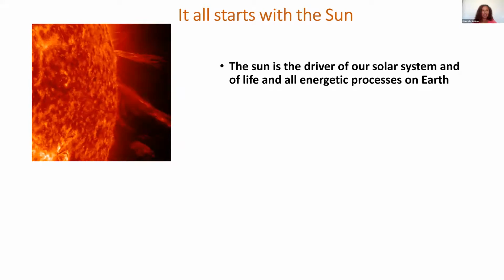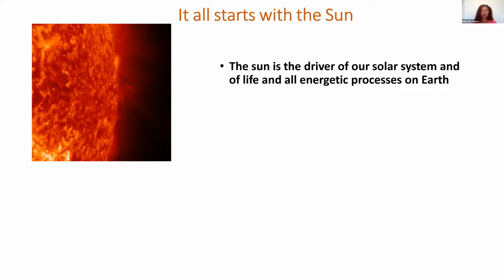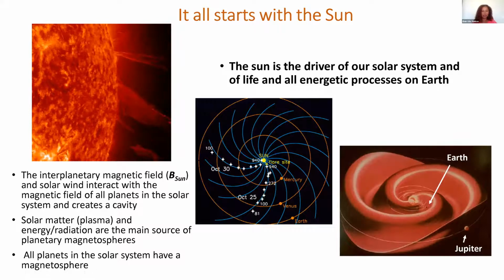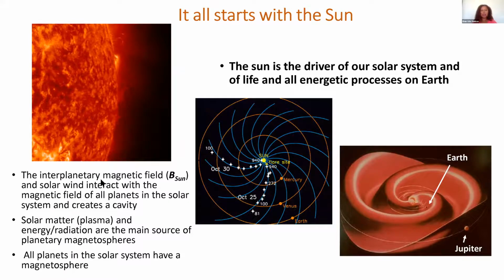So the sun regularly emits part of its matter to space via what we call the solar wind. And every so often it has these explosions that we call flares, and we have coronal mass ejections, all sorts of features happening with the sun that directly affect not just Earth, but all the planets in the solar system. The interplanetary magnetic field and the solar wind interact with the magnetic field of all planets in the solar system and create a cavity that we call magnetosphere.